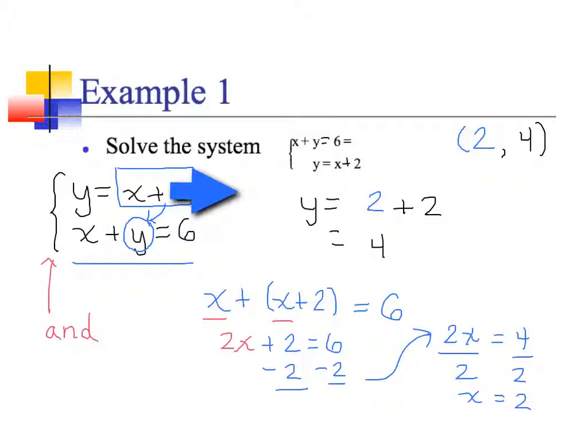Now we can verify that this works. We can go back to each equation and we can substitute 2 and 4 in and make sure they work. So in equation 1, 2 plus 4 does equal 6, and in equation 2, 4 does equal 2 plus 2. So our solution is correct. (2, 4) is its point of intersection.